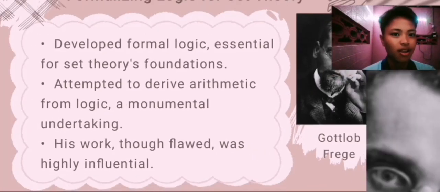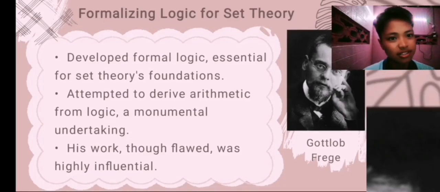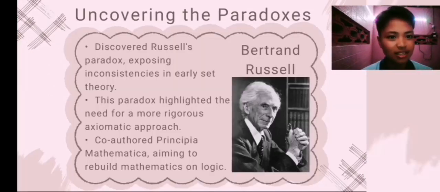Uncovering the paradox. Bertrand Russell. Russell discovered Russell's paradox, exposing inconsistencies in early set theory. This paradox highlighted the need for a more rigorous axiomatic approach. He co-authored Principia Mathematica, aiming to rebuild mathematics on logic. Russell discovered a paradox in Frege's system, showing that early set theory had inconsistencies. This led to a need for a more rigorous approach to set theory.